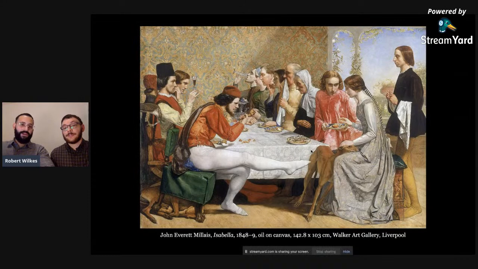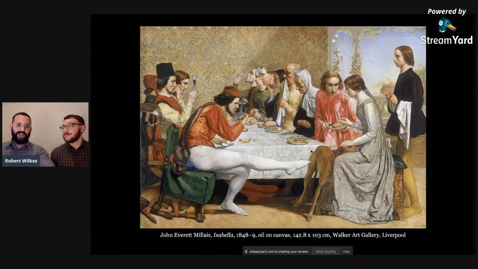Isabella is overcome with grief. So she goes into the forest where Lorenzo's body has been buried. She digs up his body, and cuts off his head. She then takes the severed head back to her rooms and she places it in a pot of basil, which she then waters with her tears.